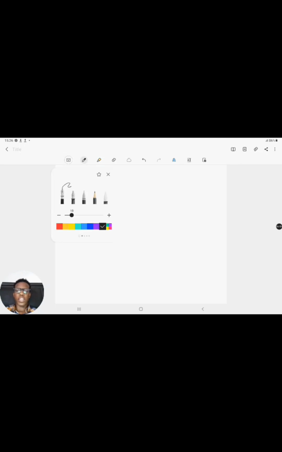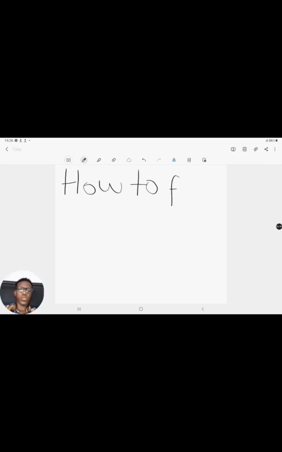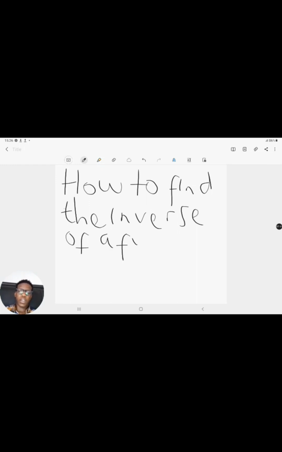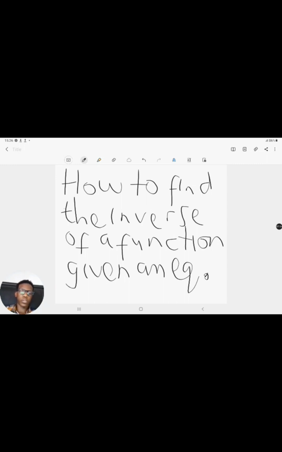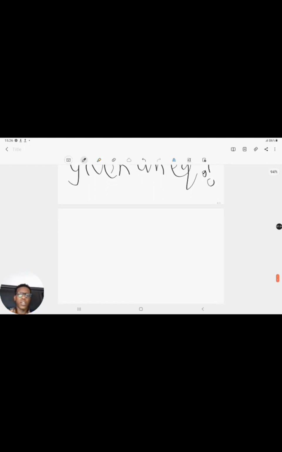And what you do to find an inverse function is essentially, let's just say, how to find an inverse. Before I get to my examples: how to find the inverse of a function given an equation. How do you find the inverse of a function given the equation? Well, let's look at a couple of equations.